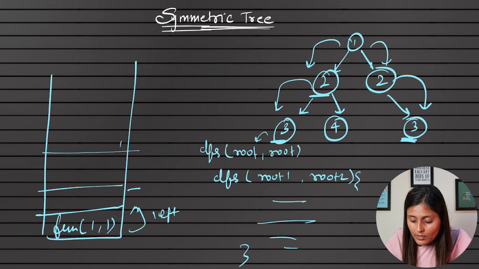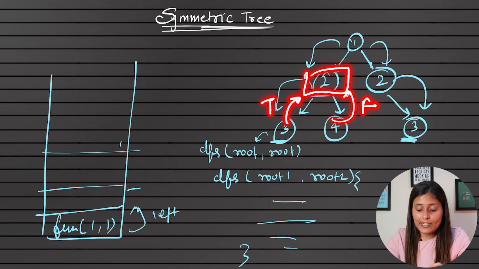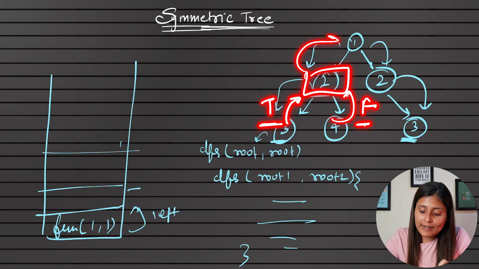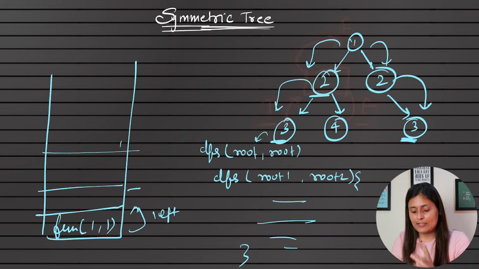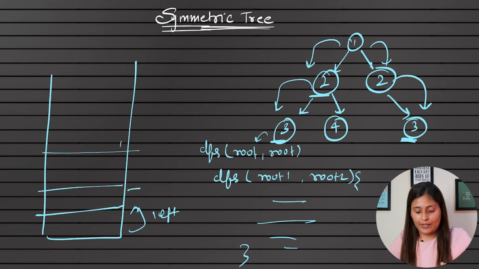So in total, it got true from the left side and false from the right side. So the AND operator on this will return false as the final answer. So 1 will also get removed from here, and that's it.